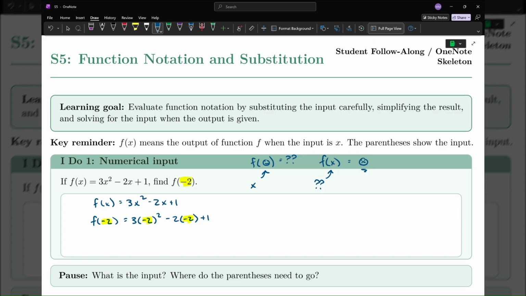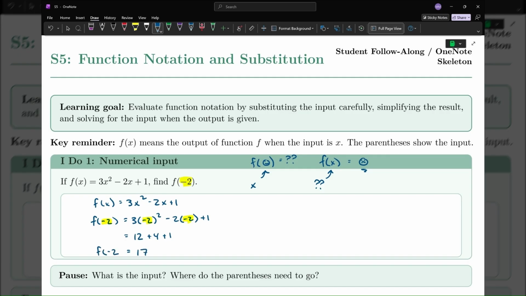Now on the left, this is a placeholder. This f of -2 is just saying function f evaluated at an input of -2. On the right side, we're just going to clean that up. -2 squared is 4, times 3 is 12. Subtract 2 times -2, subtract -4, which is +4, then +1. So we get an output of 17.